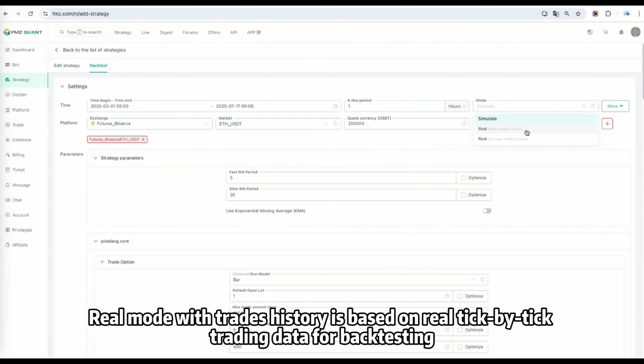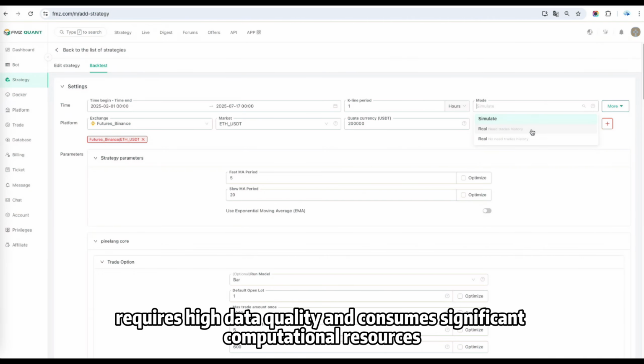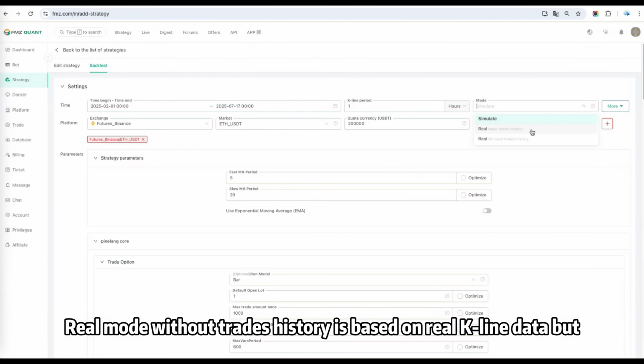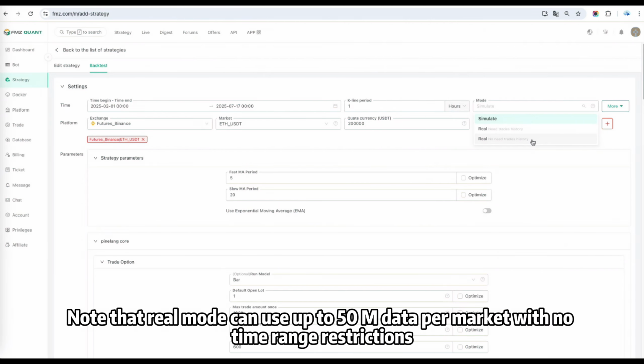Real mode with trades history is based on real tick-by-tick trading data for backtesting. This mode can provide the highest backtesting accuracy, but requires high data quality and consumes significant computational resources. Real mode without trades history is based on real K-line data, but does not require trades details. Note that real mode can use up to 50 M data per M market with no time range restrictions.